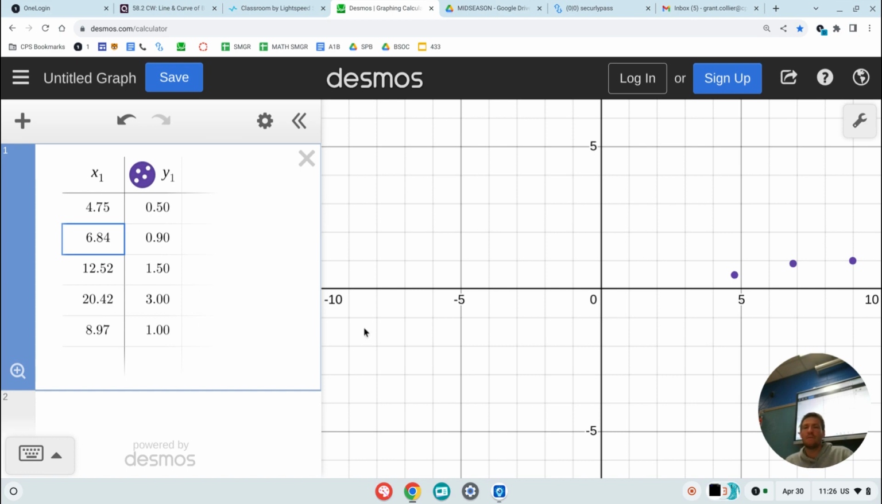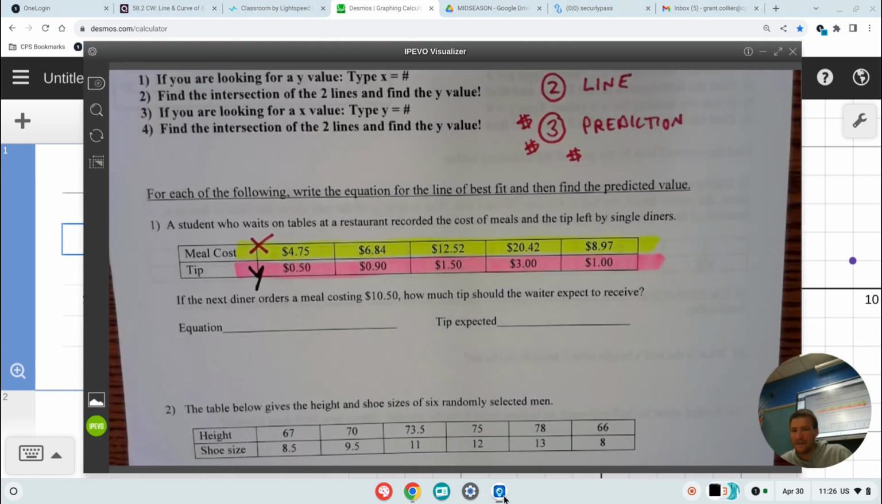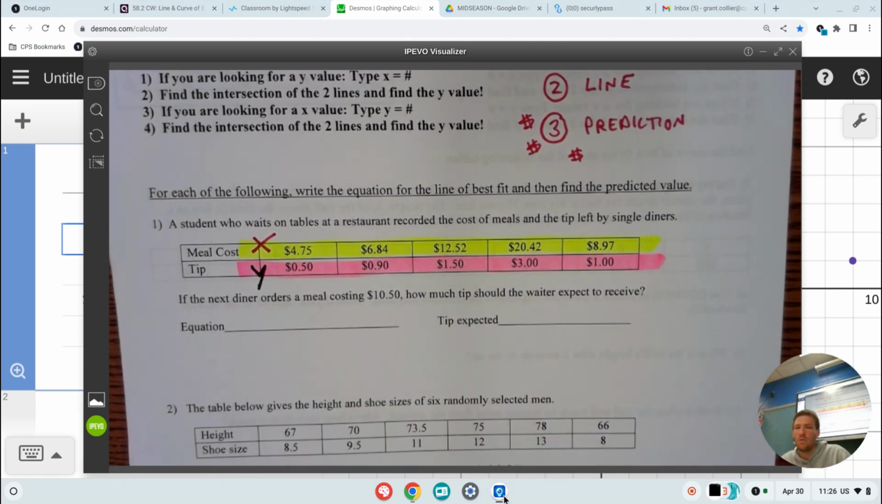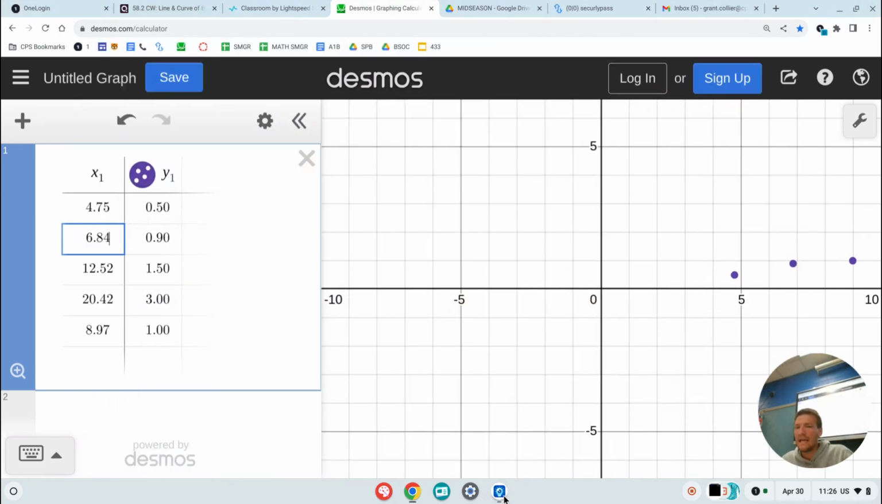Okay, my numbers look perfect. They perfectly match the X's and the Y's. Any issues? Is there anybody who's saying my table doesn't look right, I can't get the stuff in? Anybody having any problems? Everybody's feeling pretty good.